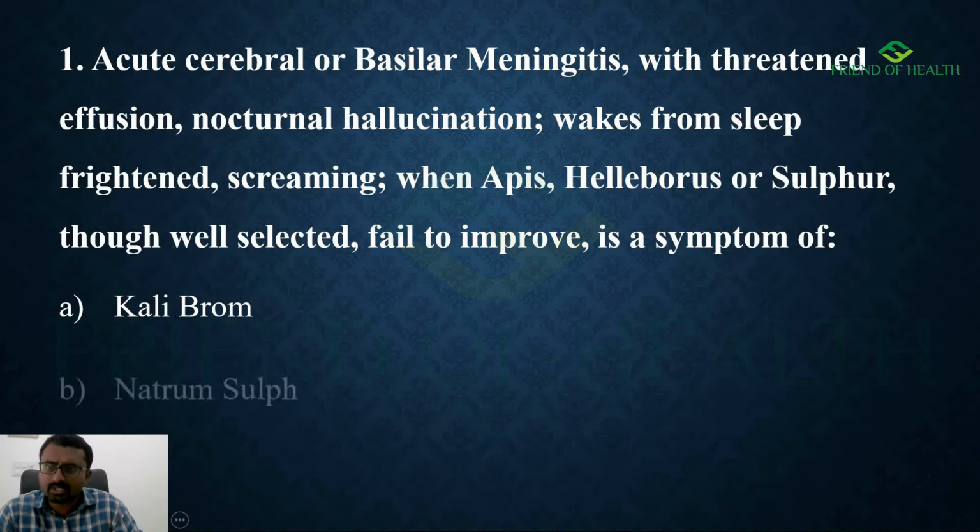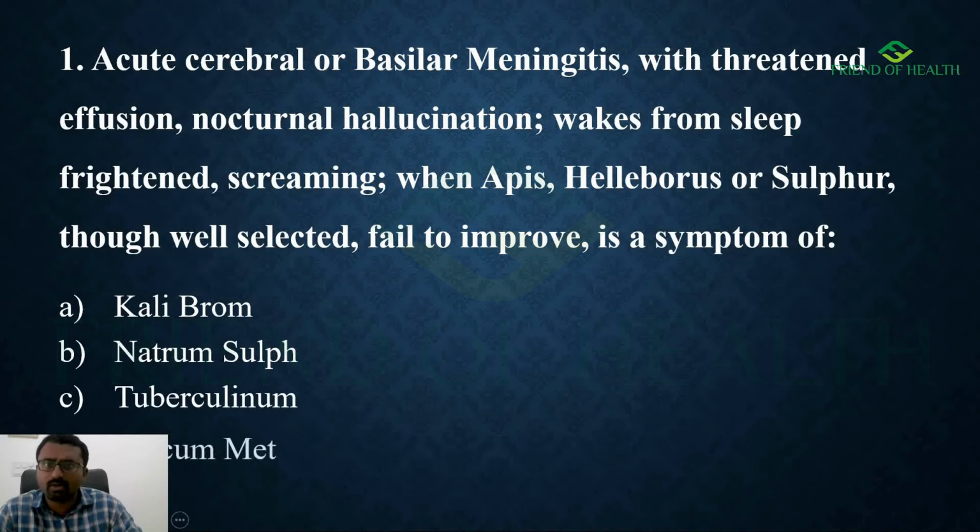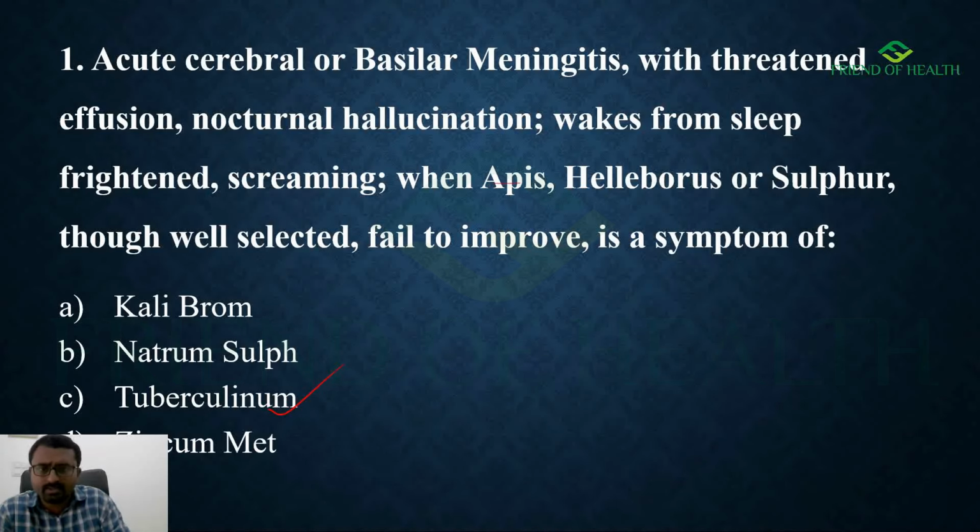So the first question is: acute cerebral or basilar meningitis with threatened effusion, nocturnal hallucination, wakes from sleep frightened, screaming, when Apis, Helleborus or Sulphur, though well selected, fail to improve, is a symptom of. So the answer is Tuberculinum. It is one of the lengthiest questions, but we have very good clues, though very close running also, because by seeing terms like basilar meningitis we may have some confusion.